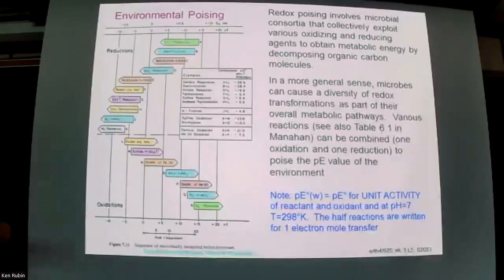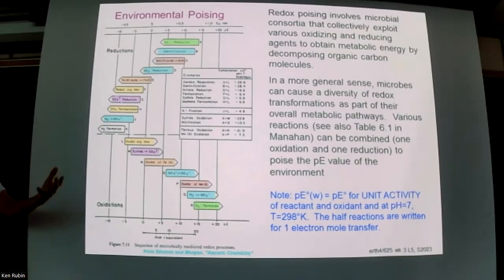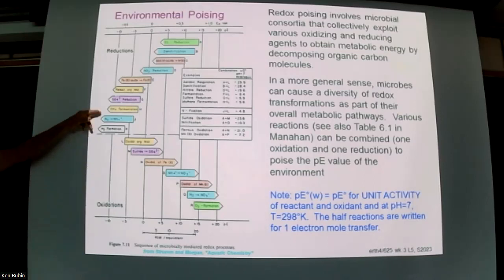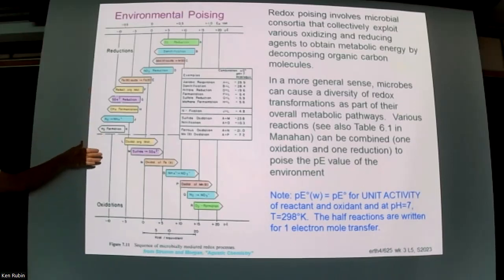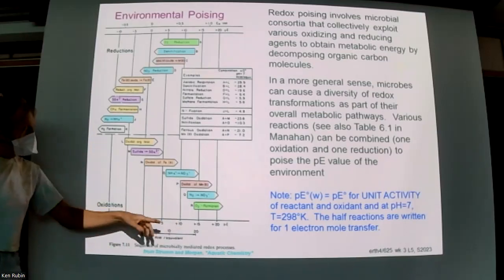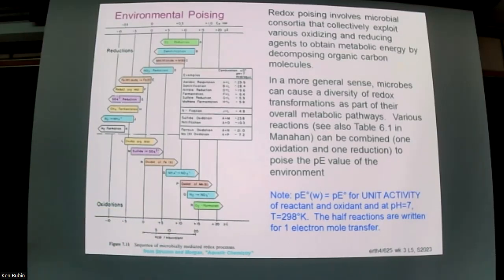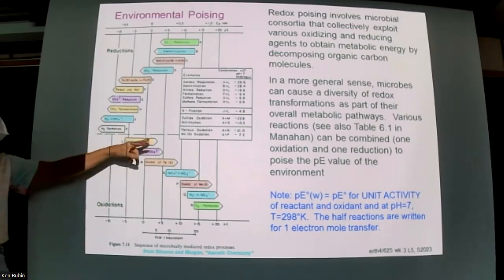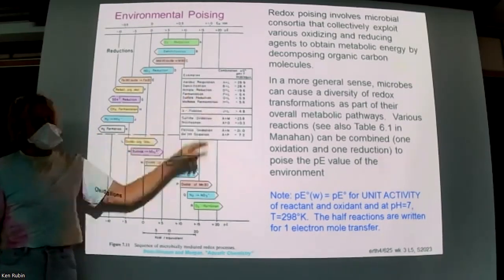Some of them happen at such a small amount of reactant product that they don't have an effect on the absolute value of the oxidation state in the environment. Some of them do. So some of the major ones are written out here as oxidations and reductions in the typical ranges of PE that they exist over. And you can see here that some of these individual reactions can be combined together and given different names.